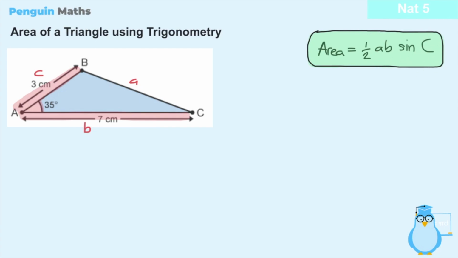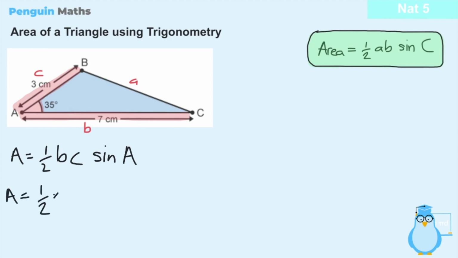But for our case, our equation is going to change a little because of the sides and the angles that we've been given. In our case, our equation is going to equal a half BC, because those are the two known sides that we have, 7 centimeters and 3 centimeters, and the angle in between the two sides is A. So it's going to be a half BC multiplied by the sine of A. And now let's just put in the values.